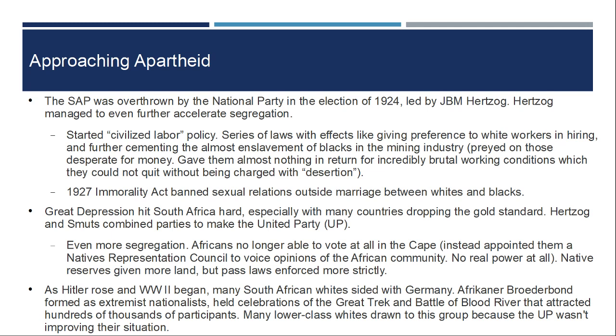You also get more and more acts that are trying to mandate how people live their personal lives, like the 1927 Immorality Act, which said that if you are not married, you cannot have interracial sexual relations. If you are white and black and you are not married, sex is a crime. It is completely against the law. And again, we're still like 20 years out from actual apartheid.